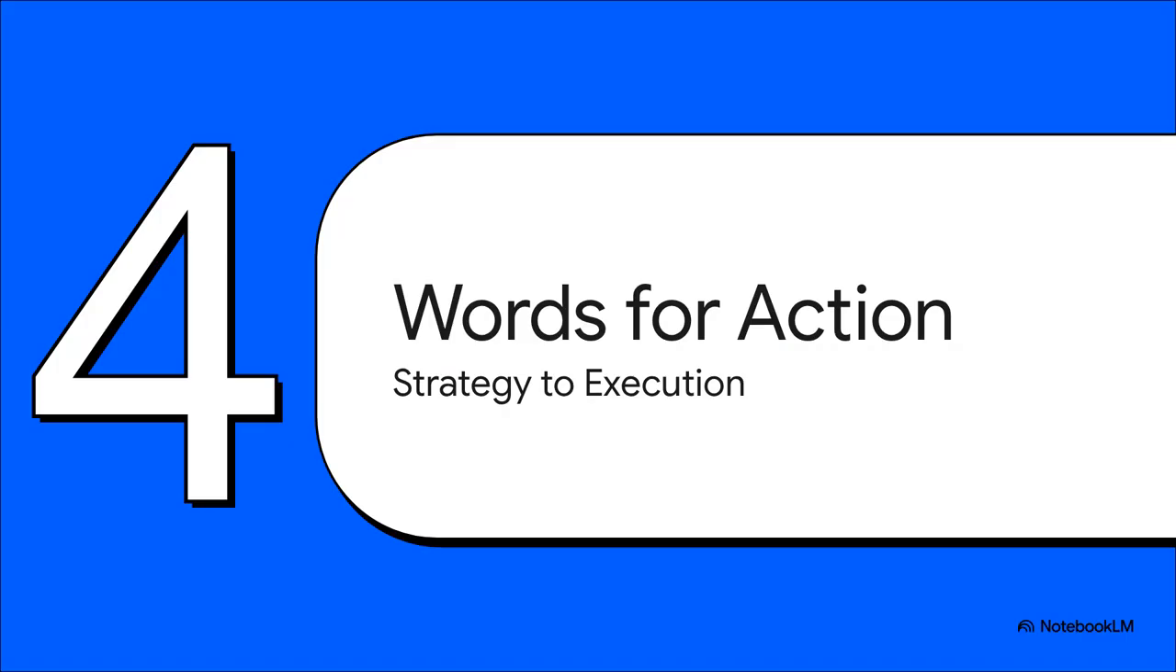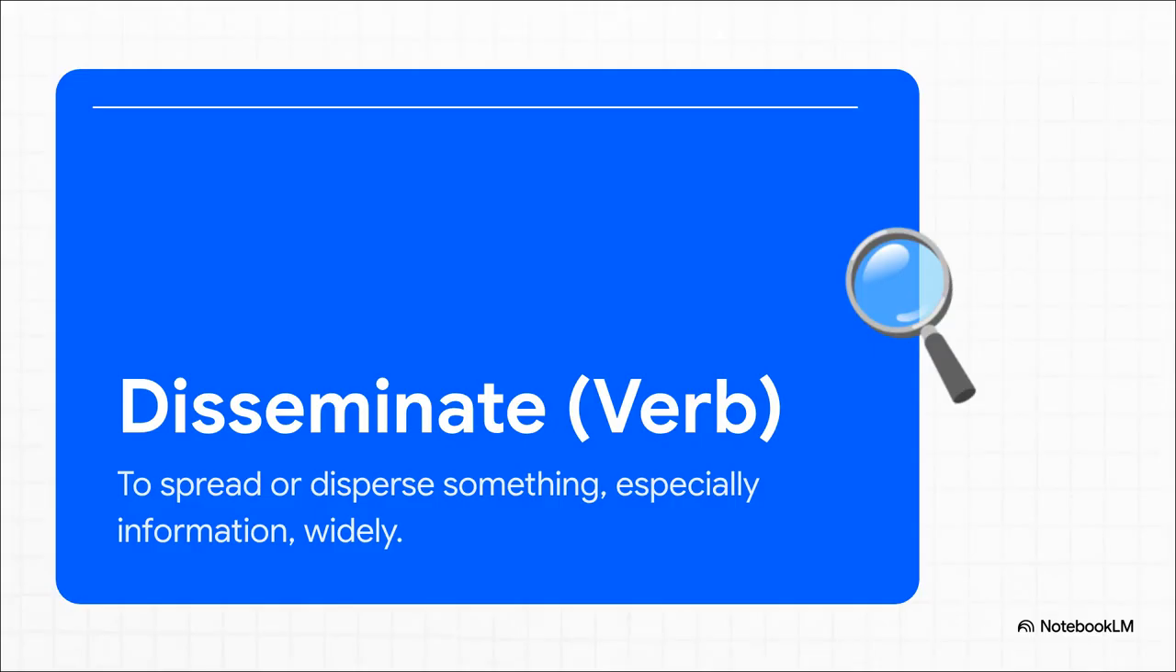All right, our final toolkit. This one is all about action. It's where the rubber meets the road, you know? These words describe how ideas go from just being theory to becoming reality, the strategies, the methods, and the attitudes that make things happen. So to disseminate something is just to spread it far and wide.